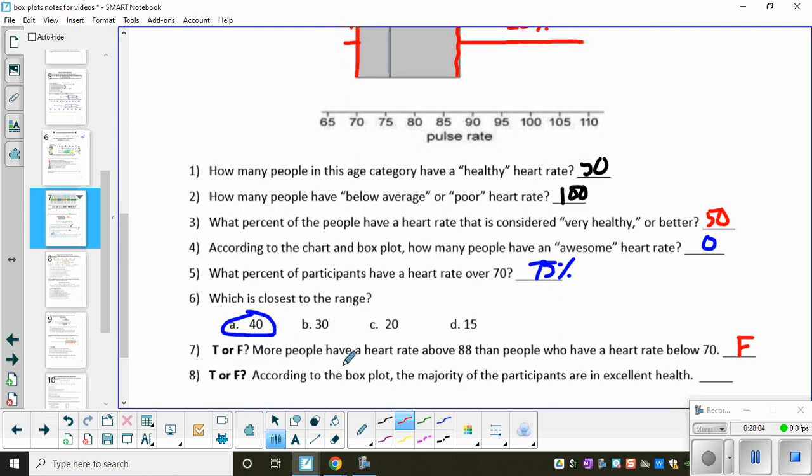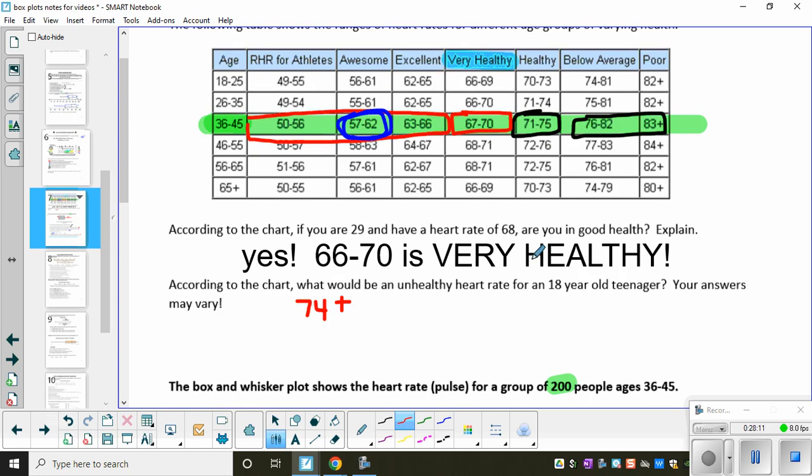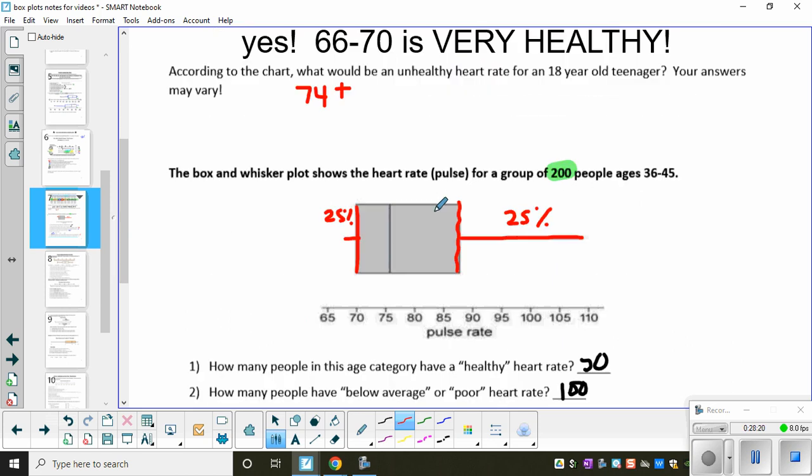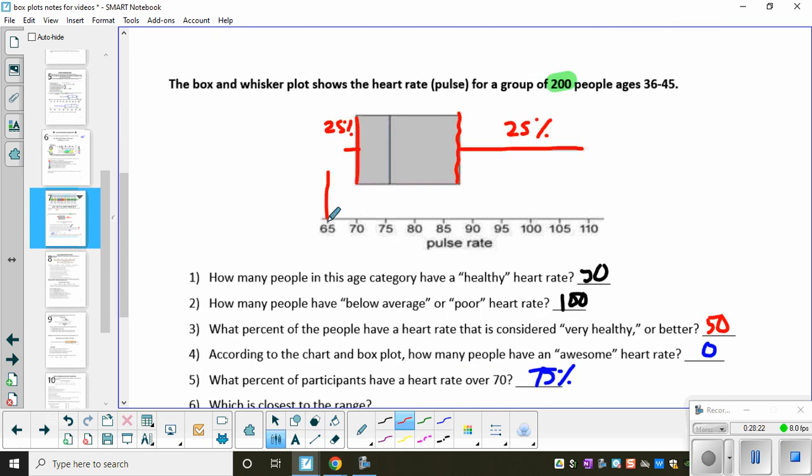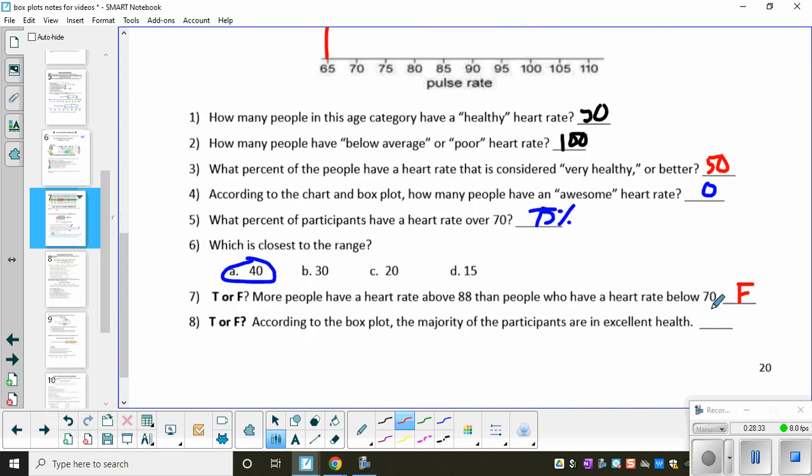And for number 8 here, according to the box plot, the majority of participants are in excellent health. Now, when we come back up here and we look at excellent, excellent would be somewhere between 63 and 66. Somewhere between 63 and 66 would be right here. Is the majority of our data there? No, not at all. In fact, none of our data is there. So this is definitely a false statement.